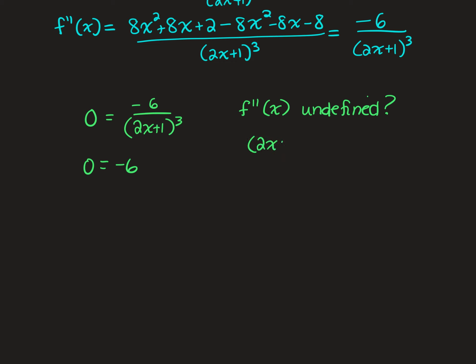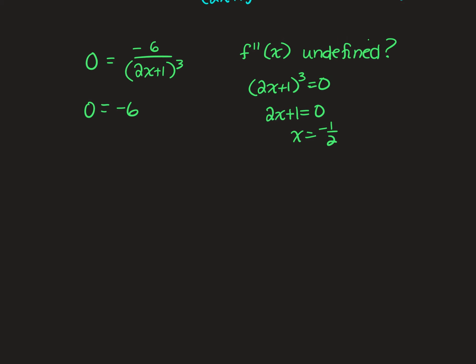So if I take (2x + 1)^3 and set that equal to 0, I need to figure out at what places that will be 0. So I would have 2x, take the cube root of both sides, 2x + 1 = 0, and I'll get x = -1/2. So that gives me a way to set up my intervals.